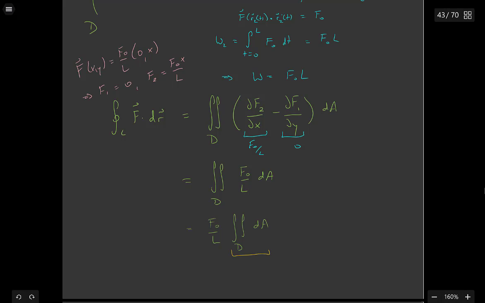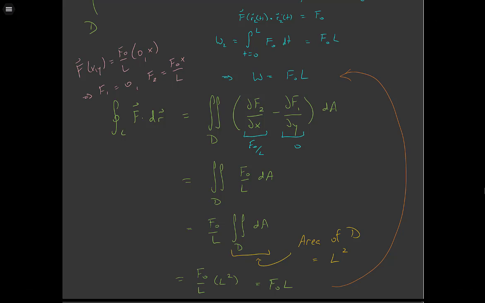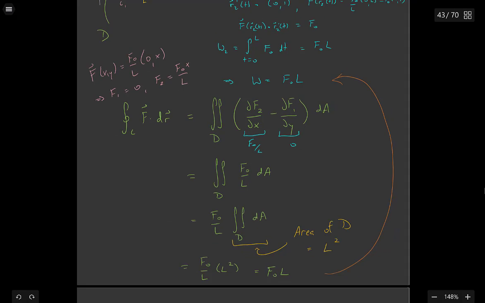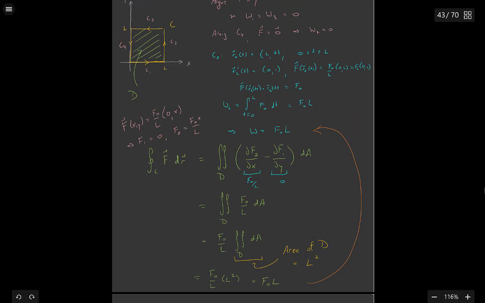But this integral of dA is just the area of that region, and that's equal to the area of the square, which is just L squared. So this whole thing is just equal to F naught over L times L squared, or F naught L. This is the exact same result that we got up here for the work. But compare how much effort went into this calculation versus doing the line integrals directly. Green's theorem provided us with this amazing shortcut by relating the integral around the closed curve enclosing the region to a double integral over the region itself.